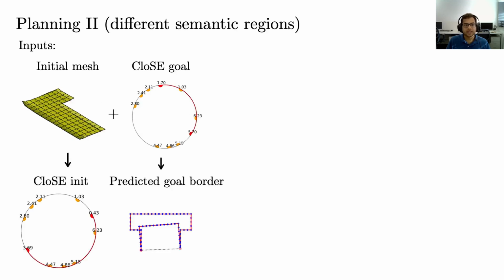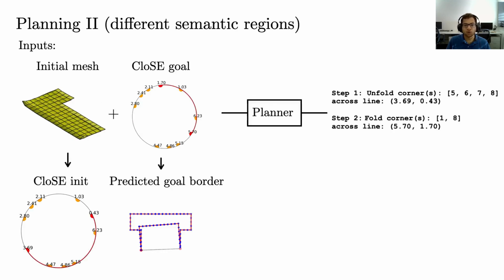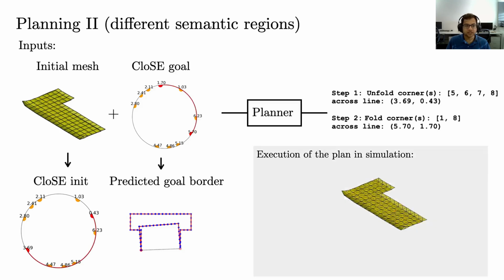However, when in different semantic regions, we need one extra step. For these examples, the manipulation points are chosen such that the resulting trapezoid formed with the fold line has maximum area.